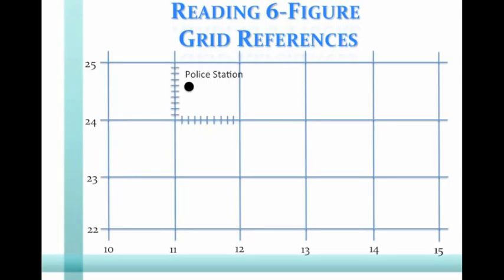Since we must always read the eastings first, this will read as eastings 1, 1, 2, and northings 2, 4, 1, 2, 3, 4, 5, 6. The answer here is therefore 112246. Now, let's try the hospital on your own. You might want to pause the video here for a second while you try it out. Right, so you divide the grid line into 10 parts, and the easting should read 127 and northing 232. So the answer is 127232.